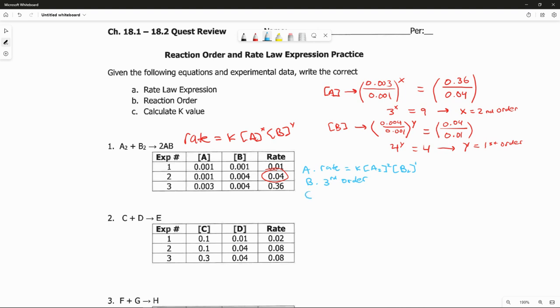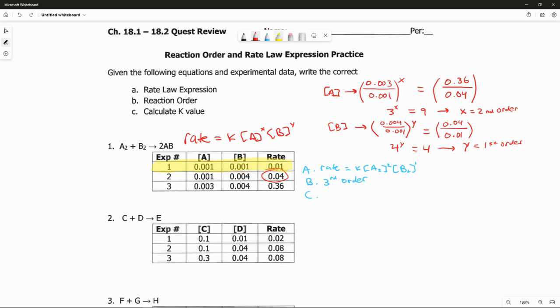All right, C. The K value is calculated using your rate law equation that you found in question A. All you got to do is take one data set from an experiment. I always like using the first one because it's the first one and it's easy to remember that way. All you got to do is plug in this for concentration of A, this for concentration of B, and this for the rate. All right, let's try.